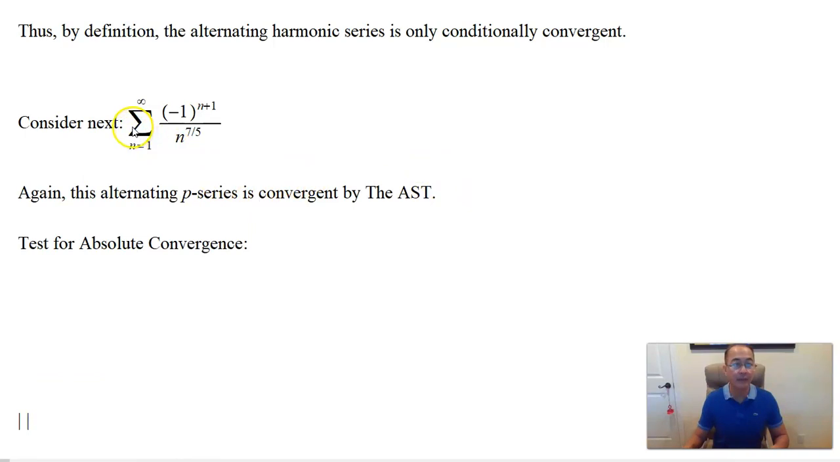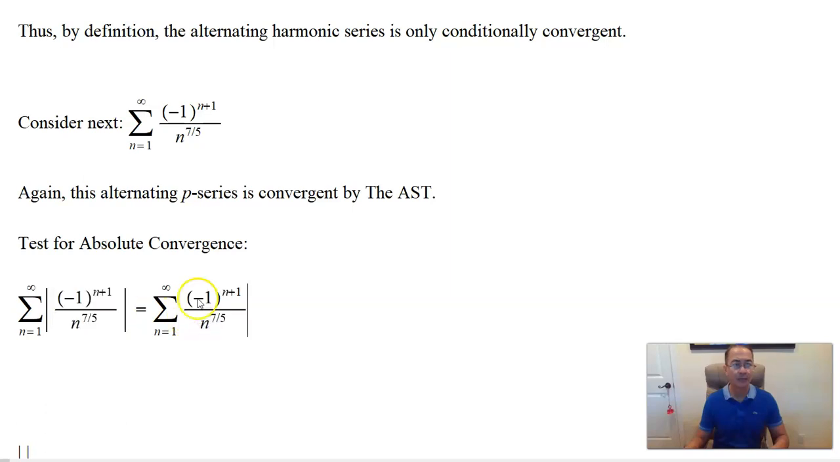Okay, we're going to take the series and put the terms inside absolute value bars. But once again, when you take the absolute values, the (-1)^(n+1) just goes away. So with absolute values, we simply get 1 over n to the 7/5, which is a p-series with p equal to 7/5, which is bigger than 1.